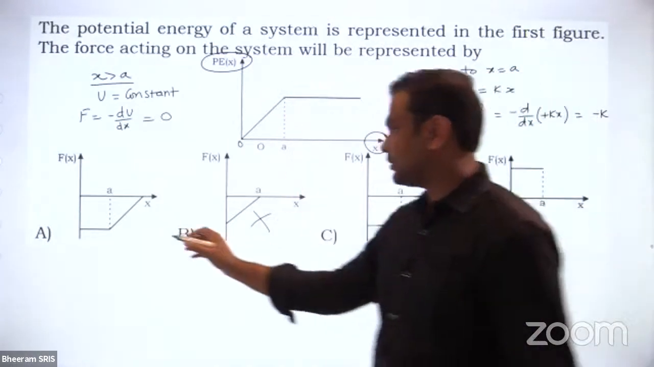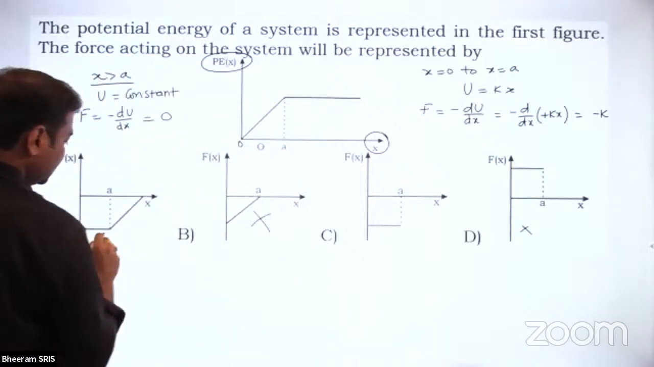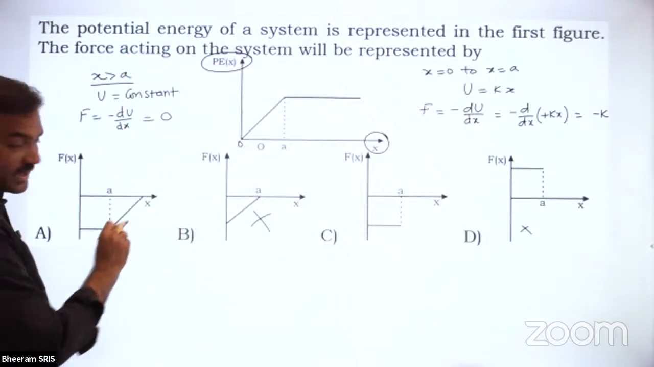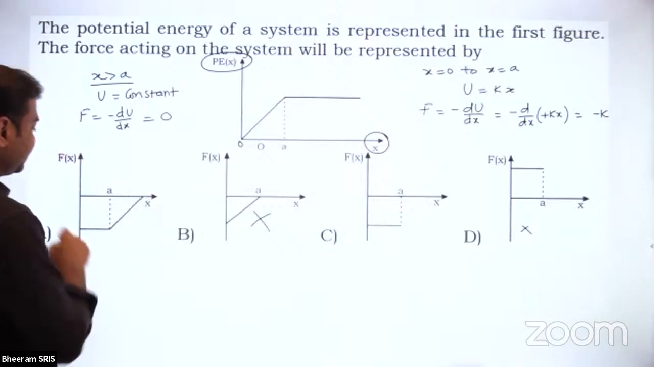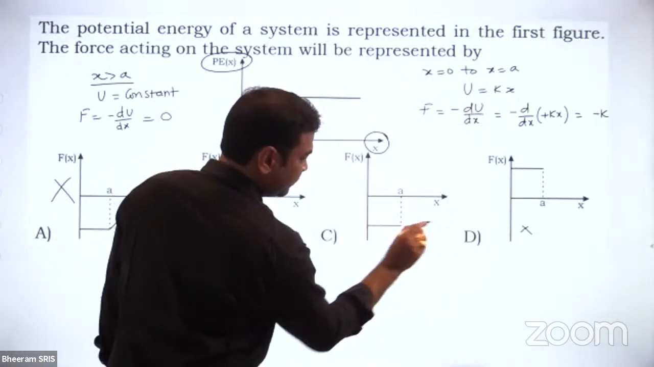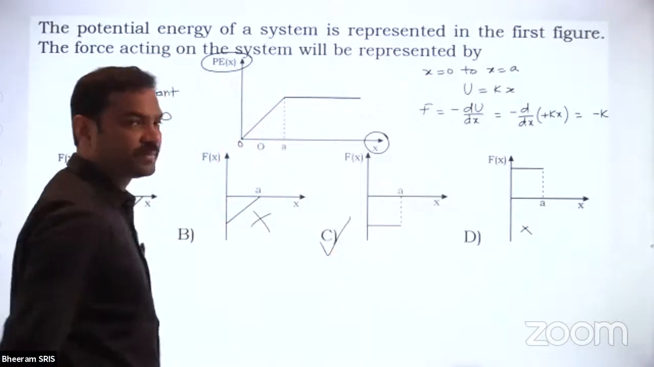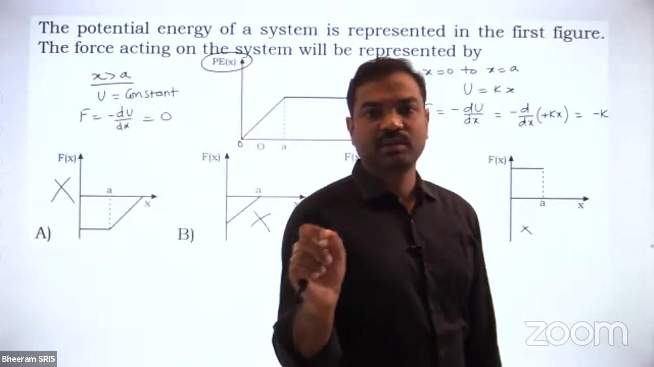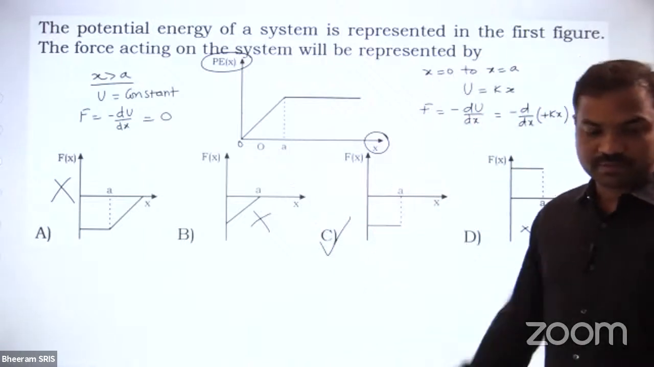For x greater than 0, force is not equal to 0 here. For x less than a, force is negative and constant. So this you can remove, and for x greater than a, no force is there, force is 0, so C is the option. Simple. F is equal to minus du by dx. On that formula only I have given the question.